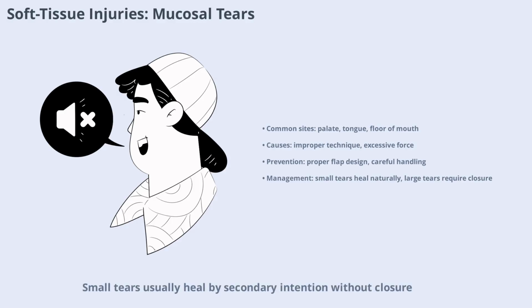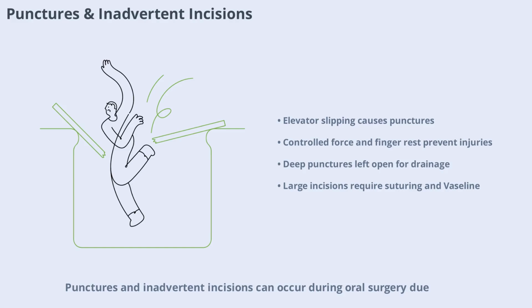Small tears usually heal by secondary intention without closure, while larger tears require direct closure for primary healing. Understanding these nuances helps minimize patient discomfort and promotes faster recovery. Punctures and inadvertent incisions can occur during oral surgery due to uncontrolled force or lack of attention while handling surgical blades. Elevator slipping is a frequent cause of punctures, especially on the lips and cheeks.